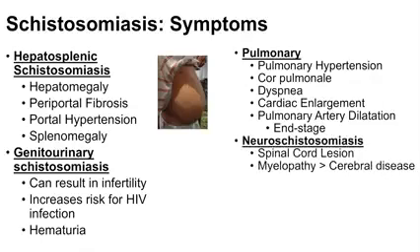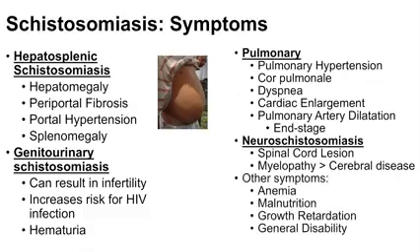Another system that can be affected is the nervous system, and it can lead to what we call neuroschistosomiasis. And this is again due to the parasite burden, and it can lead to spinal cord lesions, and it typically causes myelopathy more so than cerebral disease, but you can still see symptoms of cerebral disease as well. And other symptoms include anemia, malnutrition, growth retardation, and general disability. And we've talked about some of the reasons why these symptoms can occur as well.